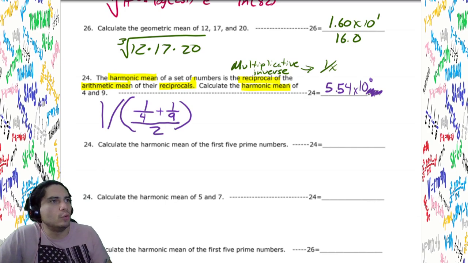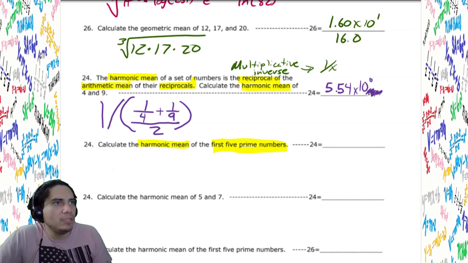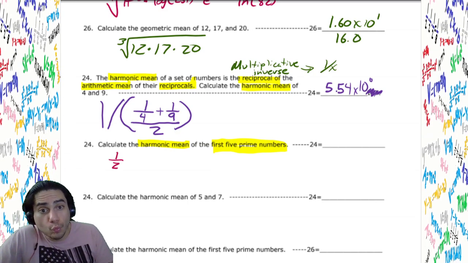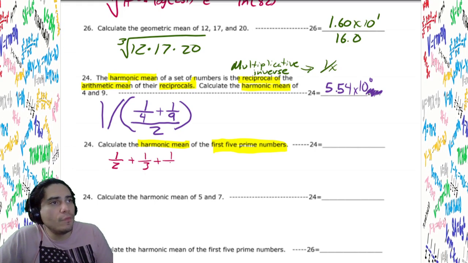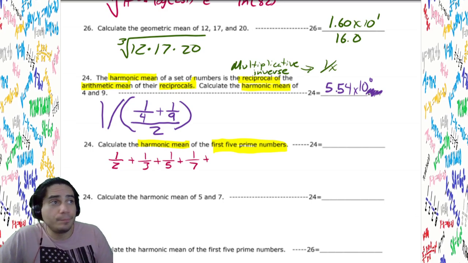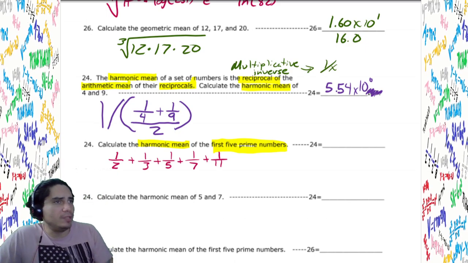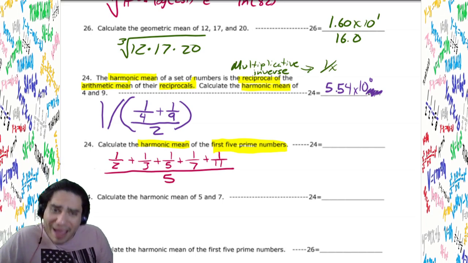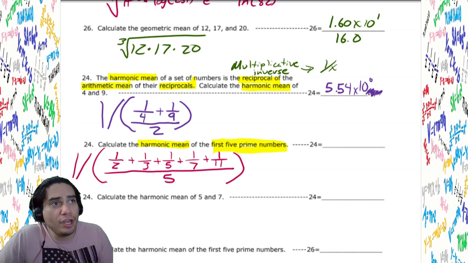So let's make sure we can do it. We're going to calculate the harmonic mean of the first 5 prime numbers. Harmonic mean being the key term here. So we're going to do 1 over 2 plus 1 over 3 plus 1 over 5 plus 1 over 7 plus 1 over 11. Those are the first five prime numbers. We're going to get all that, and we're going to divide it all by five, because we got five numbers. And at the end of that, we're going to go ahead and do 1 over x.